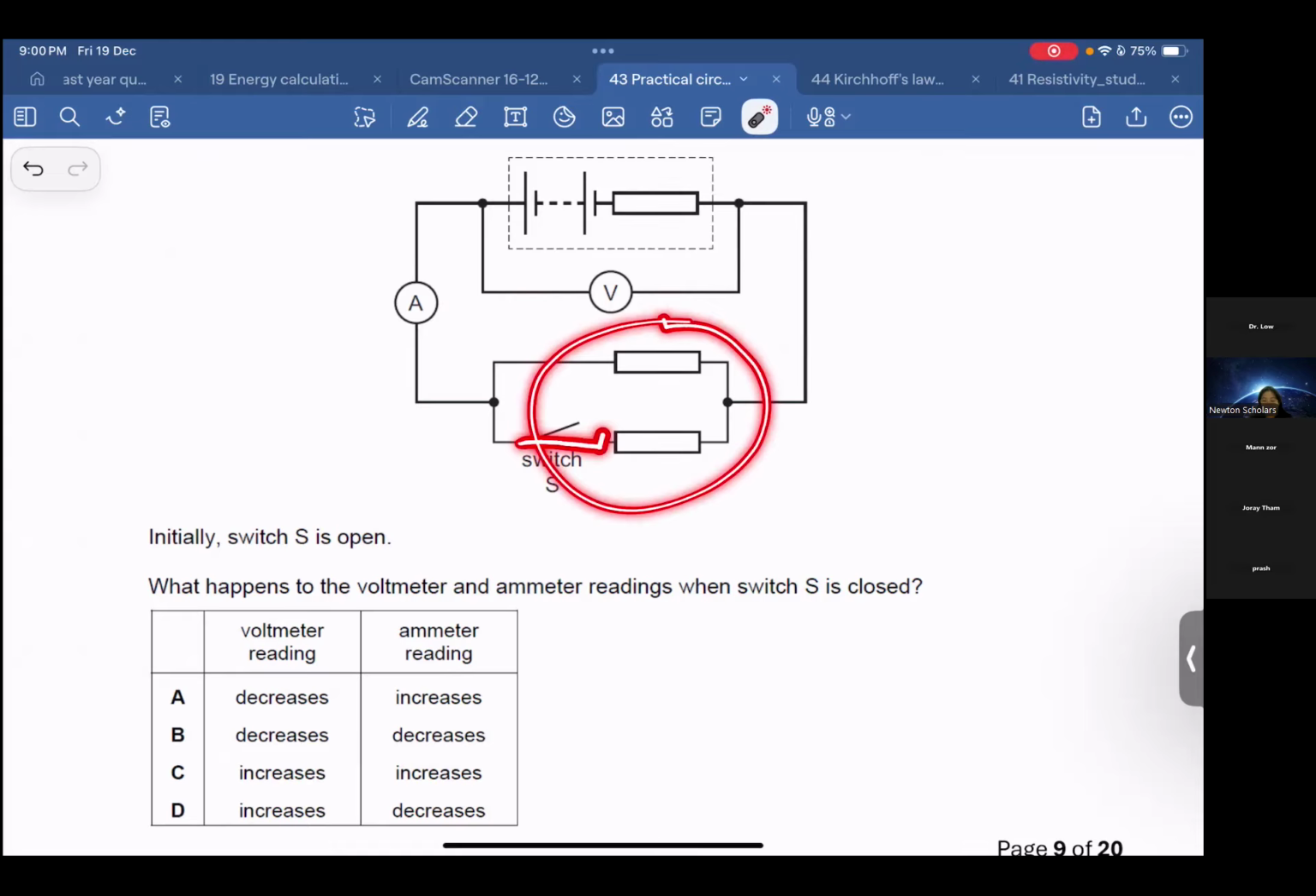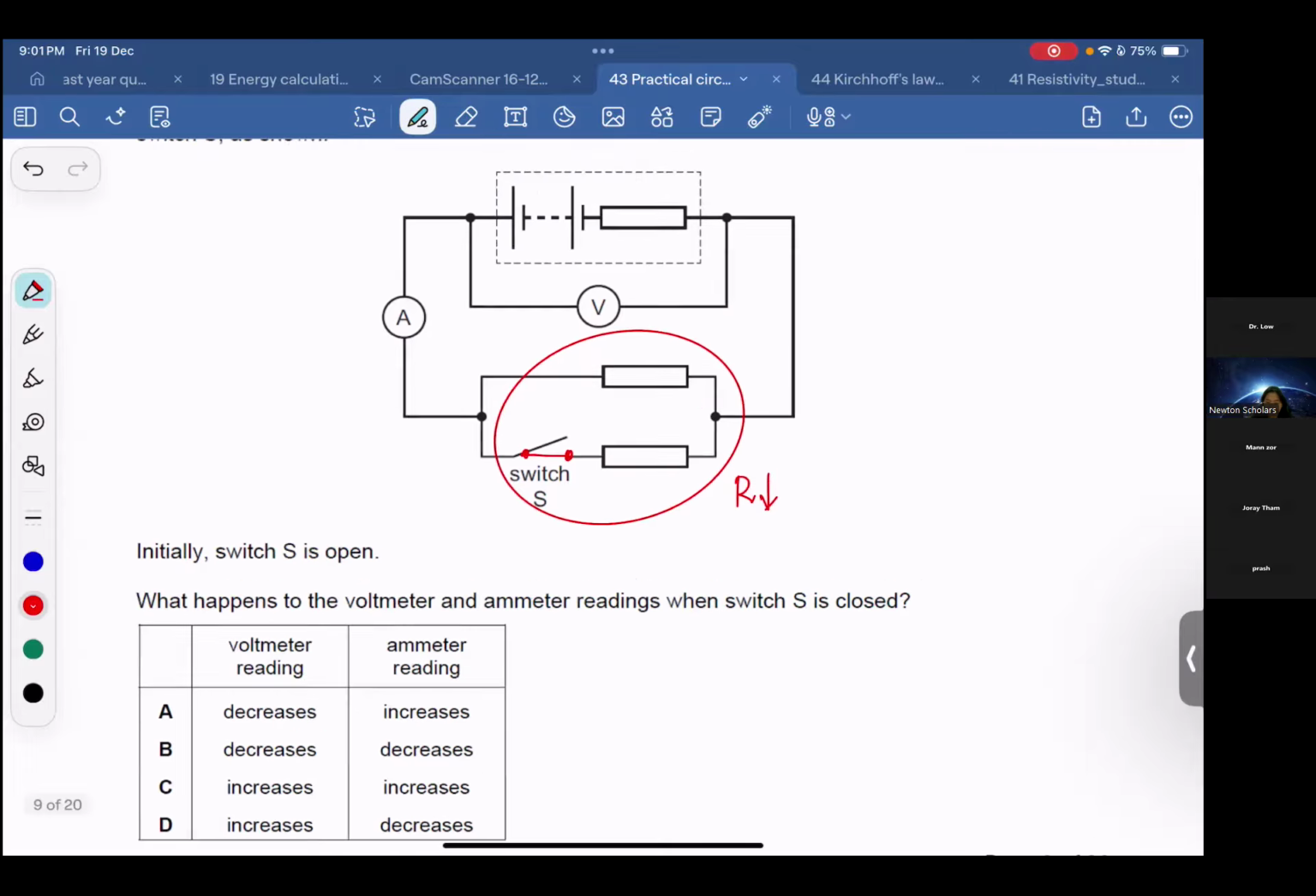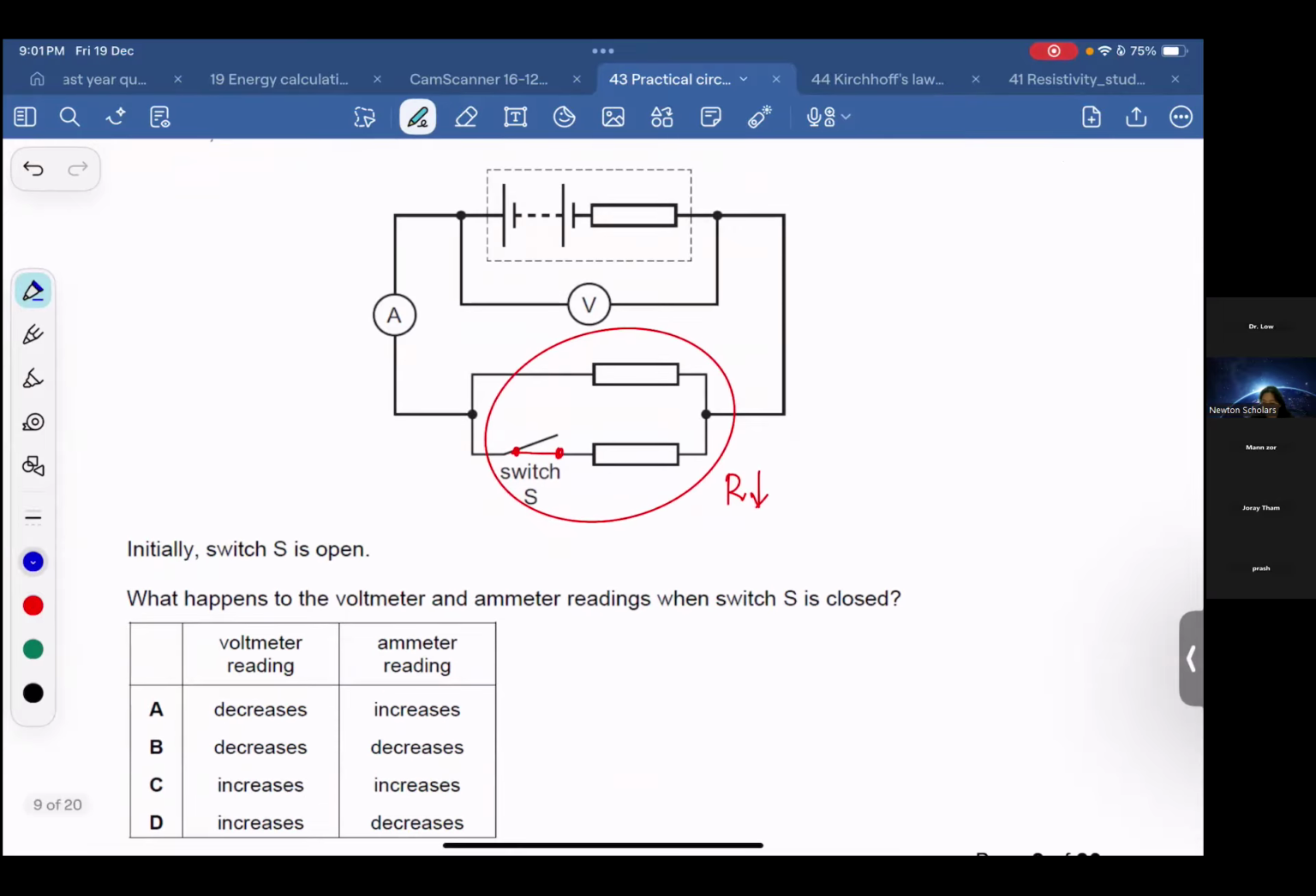When we close the switch, this part becomes parallel. So at the end, the resistance value actually decreases. Agree? So when we close the switch, it becomes a parallel circuit right now, so it will reduce the resistance. Manjo, correct. Okay, so at the end, your total resistance will decrease. So what happened to your total current? Total current should be increased.